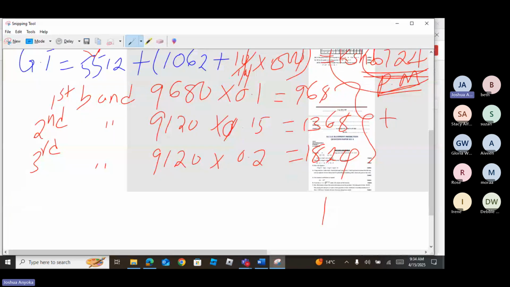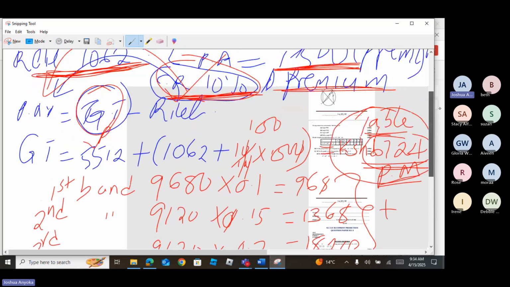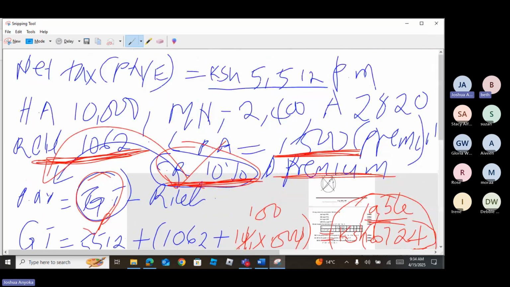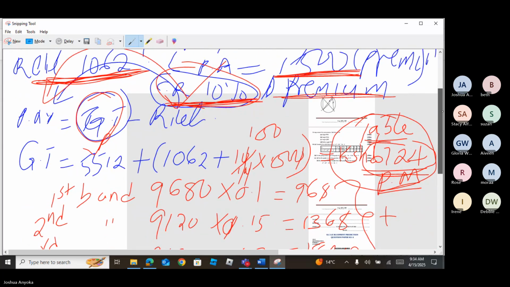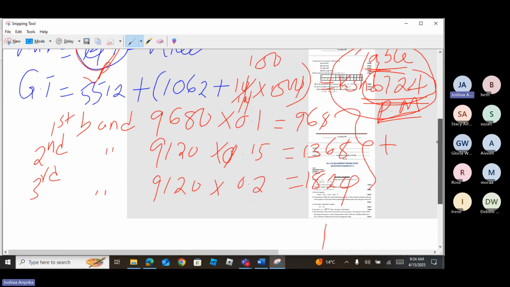Sawa. Now we are here. The question asked is this analysis. We started by getting what? Yes, gross tax. After getting gross tax, we go to the table.